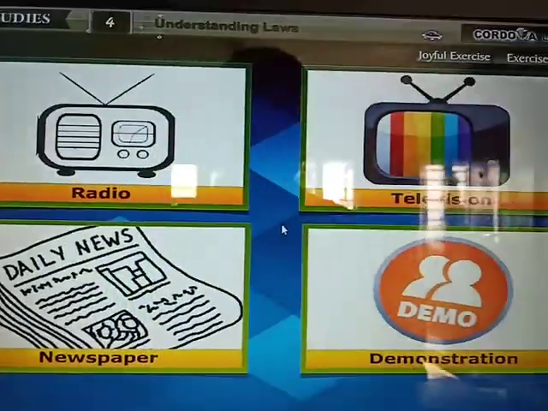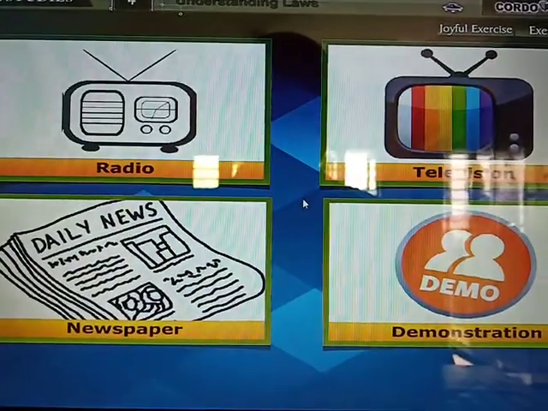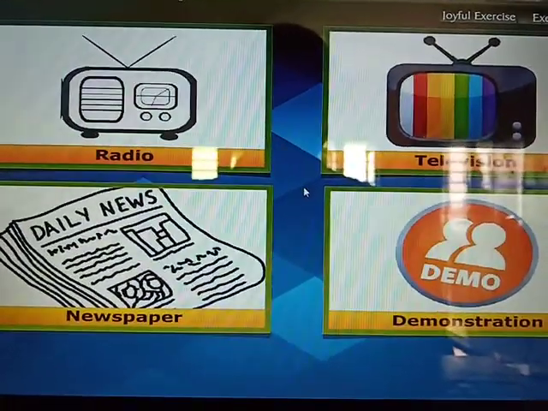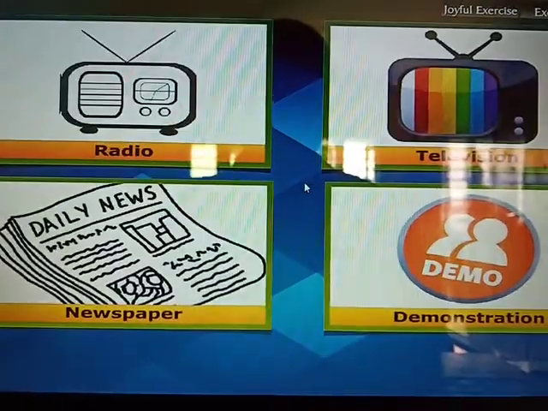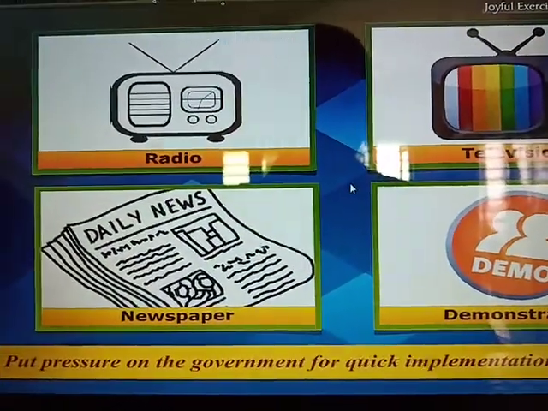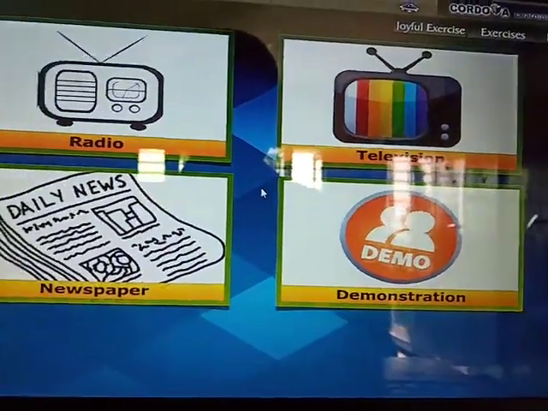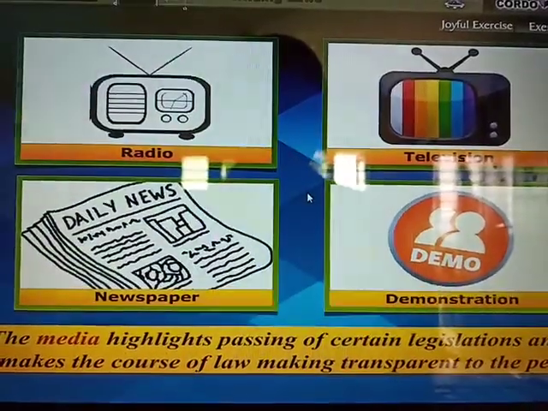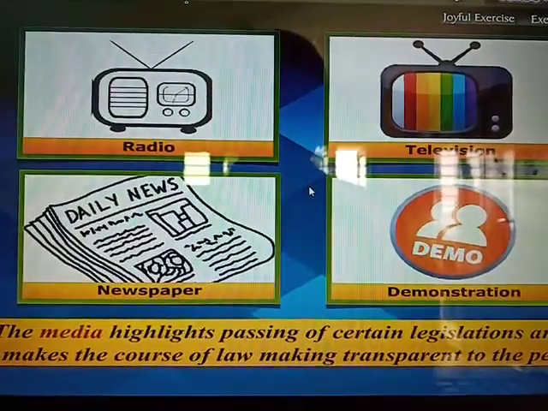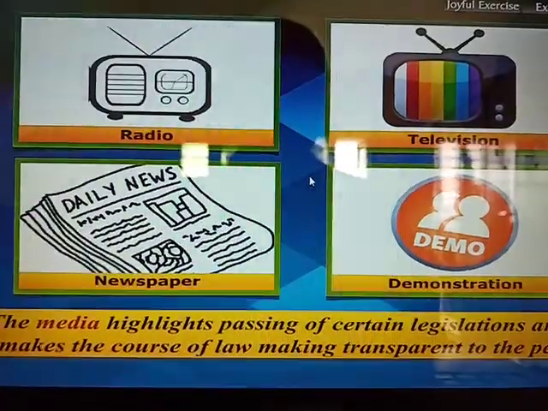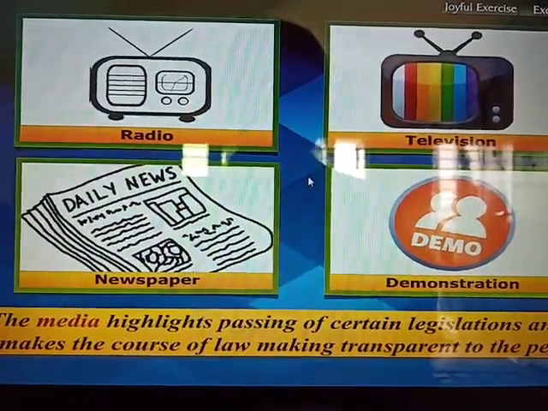Actually, the opinion of the people that is voiced through radios, televisions, newspapers, demonstrations, etc. put pressure on the government for quick implementation of legislations. Similarly, the media highlights passing of certain legislations and this makes the course of lawmaking transparent to the people.